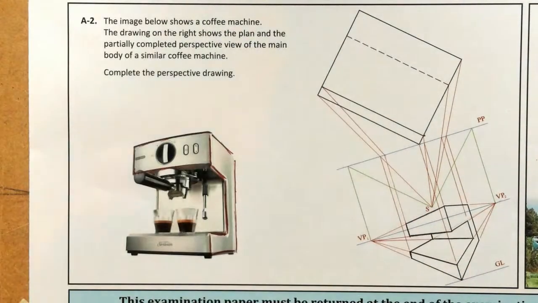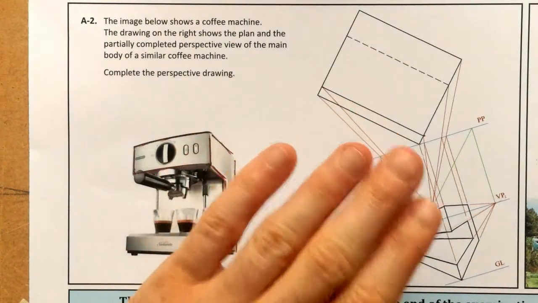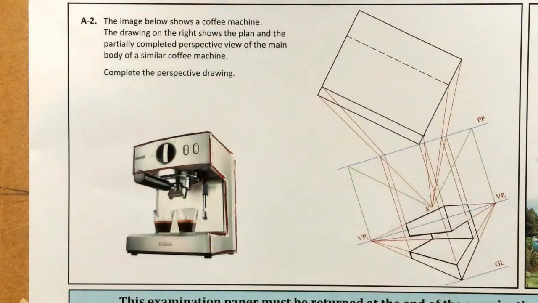Okay, so there we have it. That is our perspective complete. A nice little handy one there. If you have a good understanding of perspective, you would have found that quite easy. It's just a case of vanishing it to the right points and working your way through the problem. So that is A2 done there, guys, on the perspective drawing.